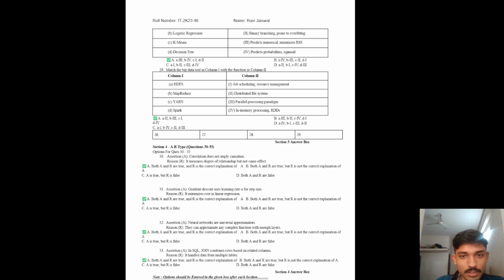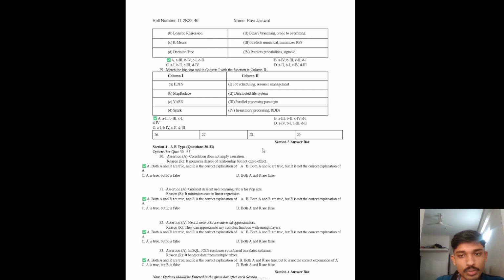Yarn is for job scheduling, means it schedules the higher priority jobs, which helps us in resource management. D is Spark, which is useful in memory processing. The correct answer becomes A.